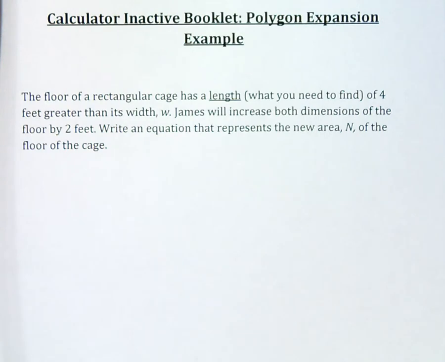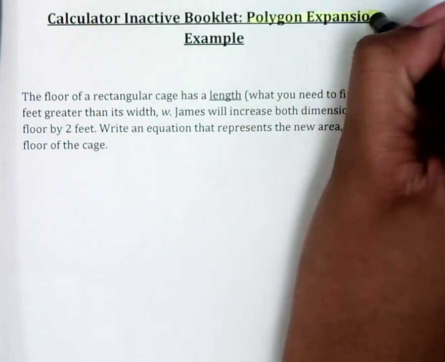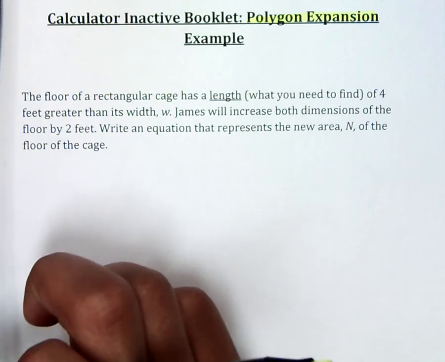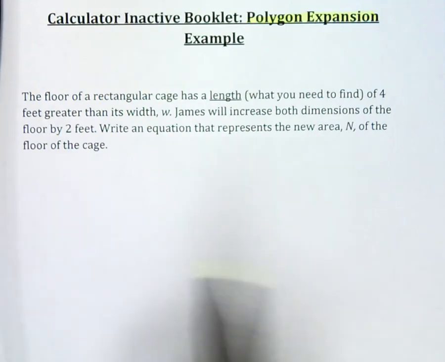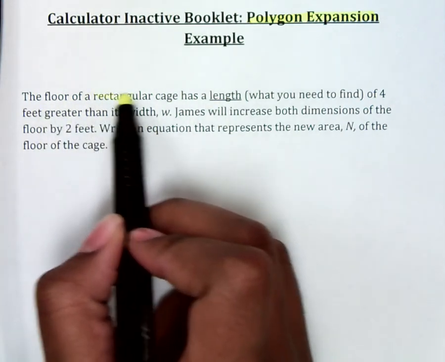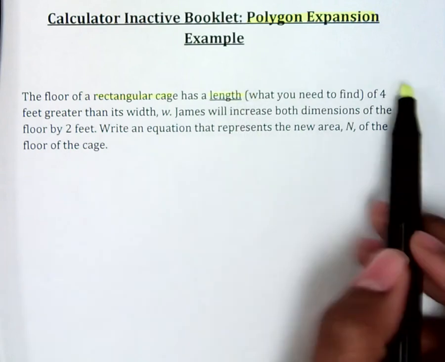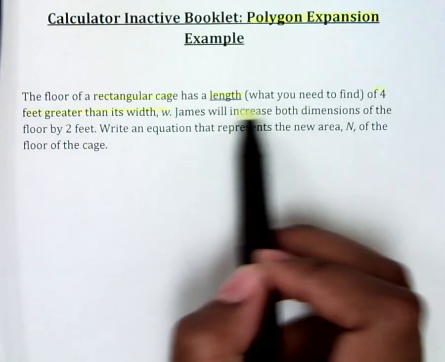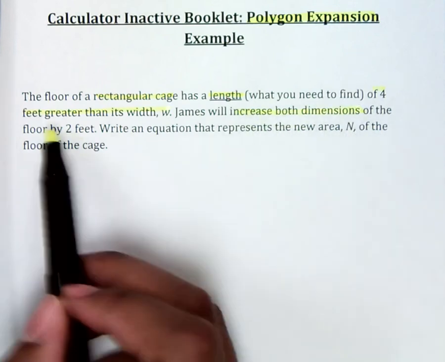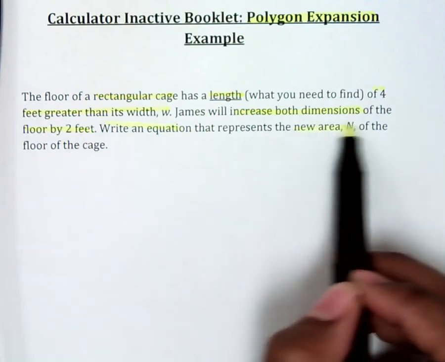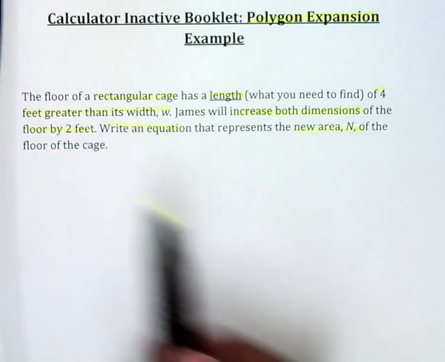Today's problem that I'm going to go over with you is Polygon Expansion, and I'm actually going to highlight that. Now, if you watched any of my videos before, you know that as I read, I like to highlight, I like to pull out and identify keywords. So here we go. The floor of a rectangular cage, that's my shape, has a length of 4 feet greater than its width W. James will increase both dimensions of the floor by 2 feet. Write an equation that represents the new area of the floor of the cage.